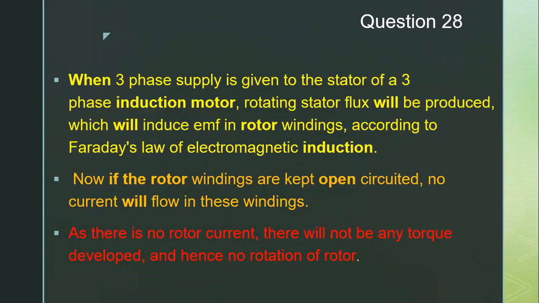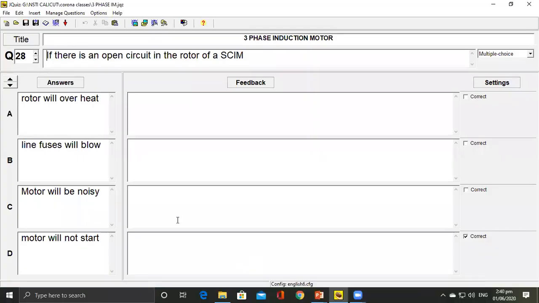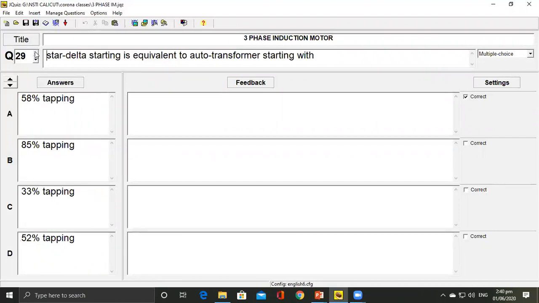When the EMF is induced and the circuit is closed, current flows in the rotor circuit, which produces torque. So if there is no rotor current, there will not be any torque development, hence no rotation of the rotor. So what is our answer? The answer is: motor will not start.